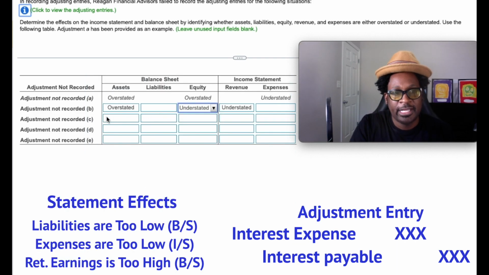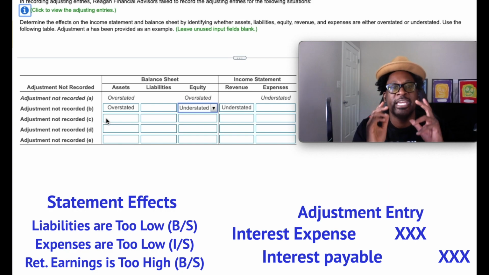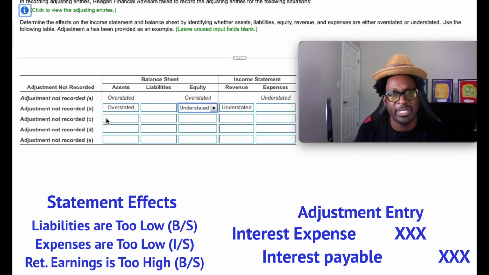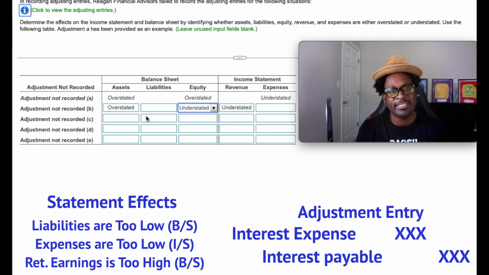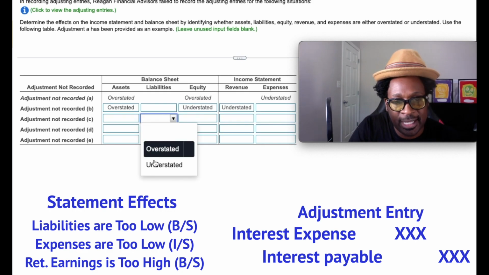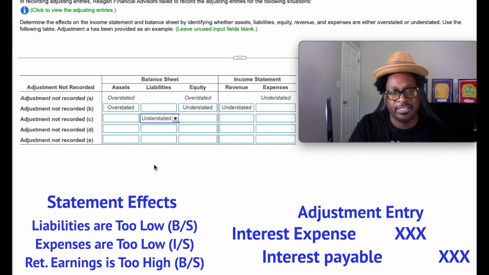Well, in terms of interest payable, the last name being a payable, that makes that a liability. Our assets aren't affected in this problem, but our liabilities are. Now, we failed to increase the liability, which means that our liabilities on the balance sheet is going to be lower than what it should be, meaning that our liabilities are going to be understated.